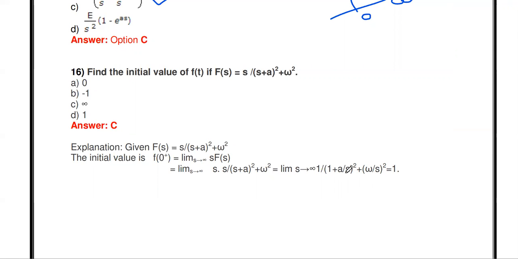In the denominator, if you put infinity, any number divided by infinity is 0. So 1 plus 0 is 1, and here it's also 0. So the answer is 1. The initial value of this is 1. So the answer is D, it's not C. The answer is D. 1 is the answer.